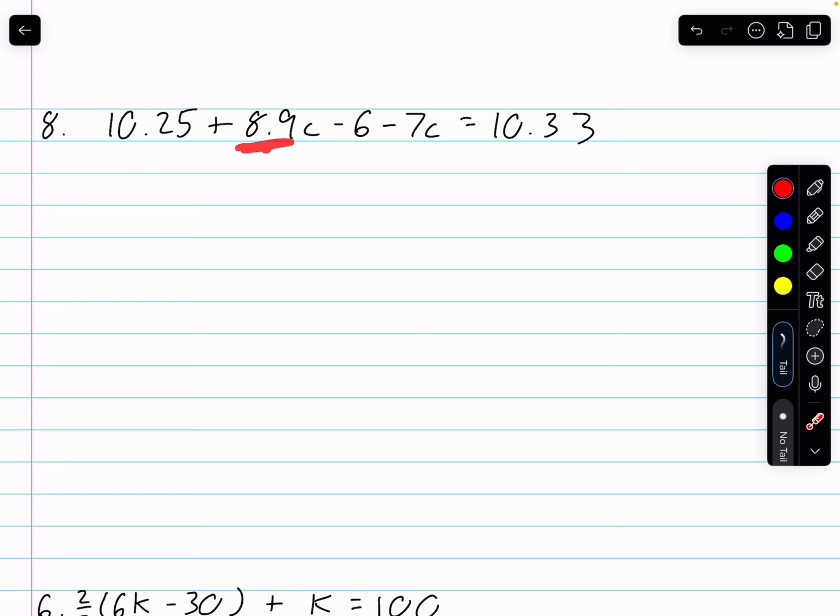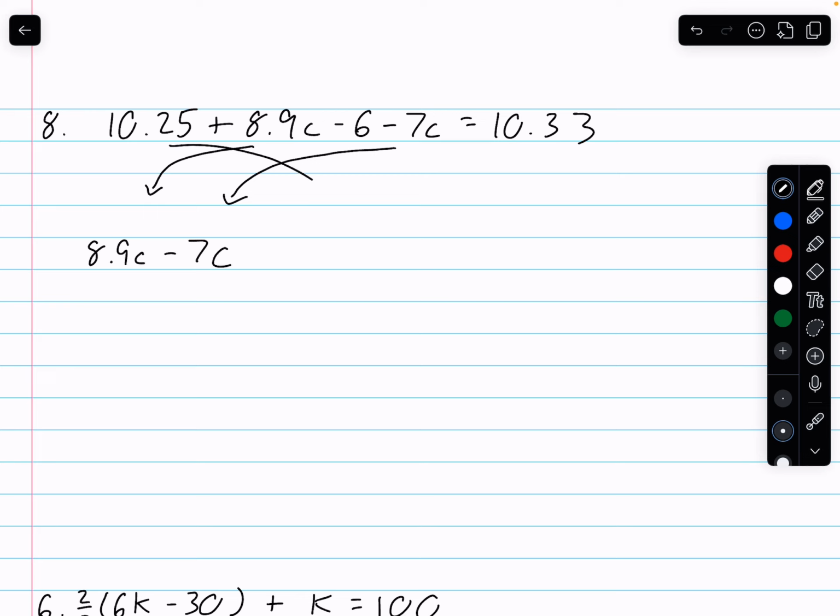I also have a C and a C. I can take those and put those together. So our first step is to fix those. I'm going to take my 8.9C and my minus 7C and move them together, and I'm going to take my 10.25 and my minus 6 and put those together. Now, continuing, I have not yet used this 10.33 over here, or this equal sign. That should still be there, so I'm going to bring both of those down.